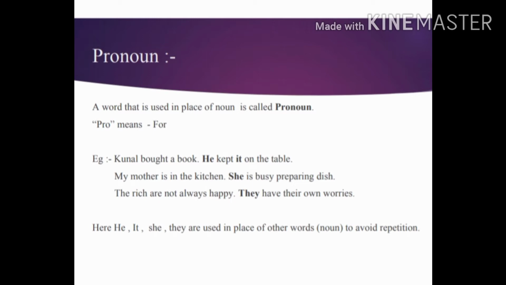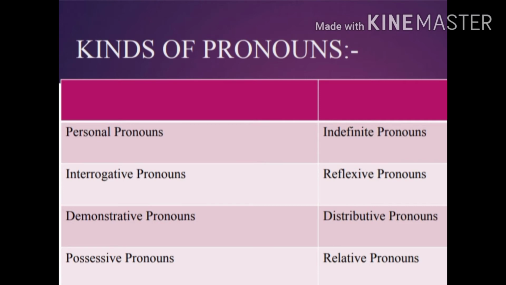The rich are not always happy, they have their own worries. So, they is a personal pronoun. Here he, it, she, they are used in place of other words or a noun to avoid repetition. Fine. Let's move ahead.